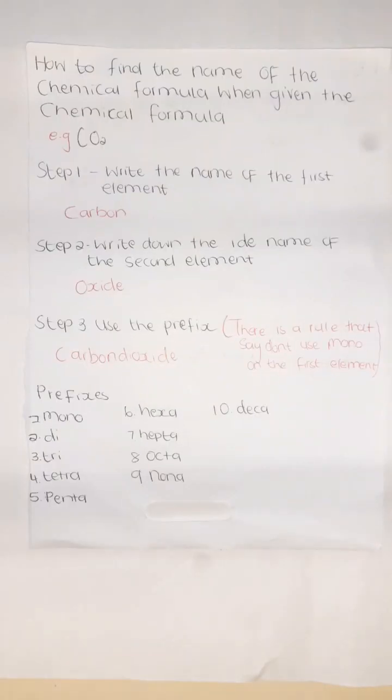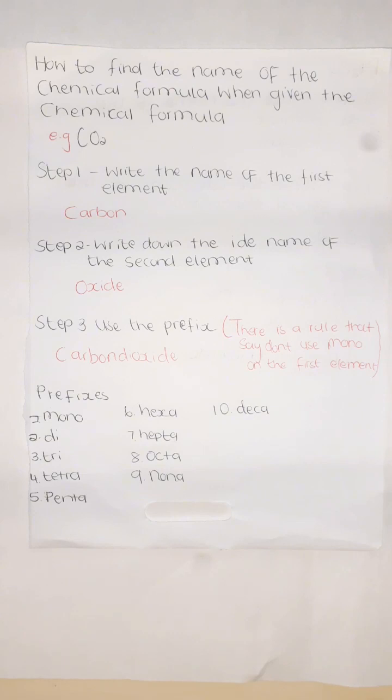Let's try how to get the name of a chemical formula when you are given one. So in this example, we are given CO2. Now the C, when we look at it on the periodic table, stands for carbon, and the O stands for oxygen. So step 1, we will write the first element in the formula, and step 2, we'll write the second element in the formula. And then the third step is to use prefixes.